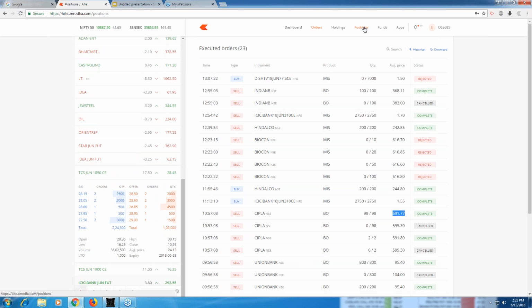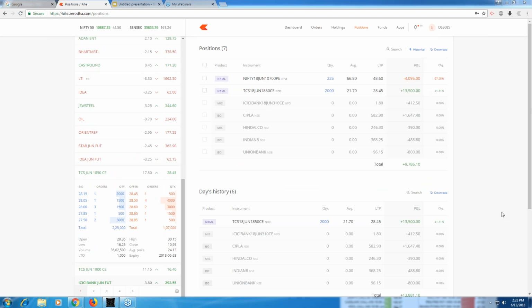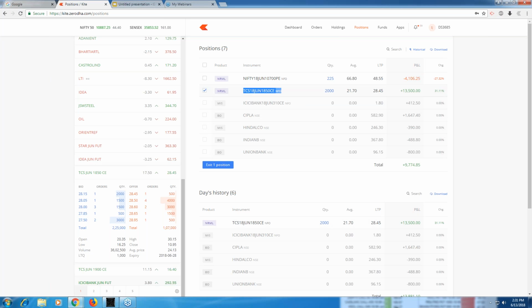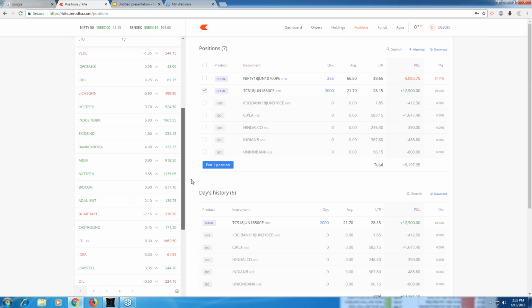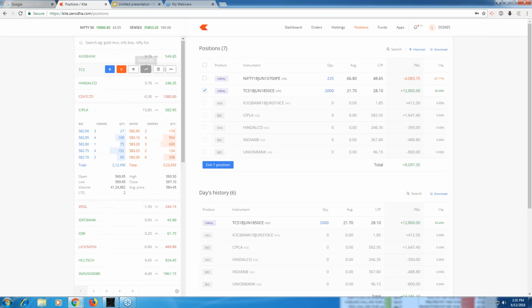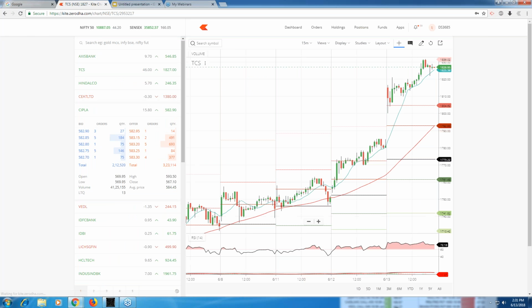And today also I have some open positions right now. So I am long into a TCS call, right? TCS also almost had the same criteria. So RSI is something which is very, very important to me. I will definitely look for the trade.